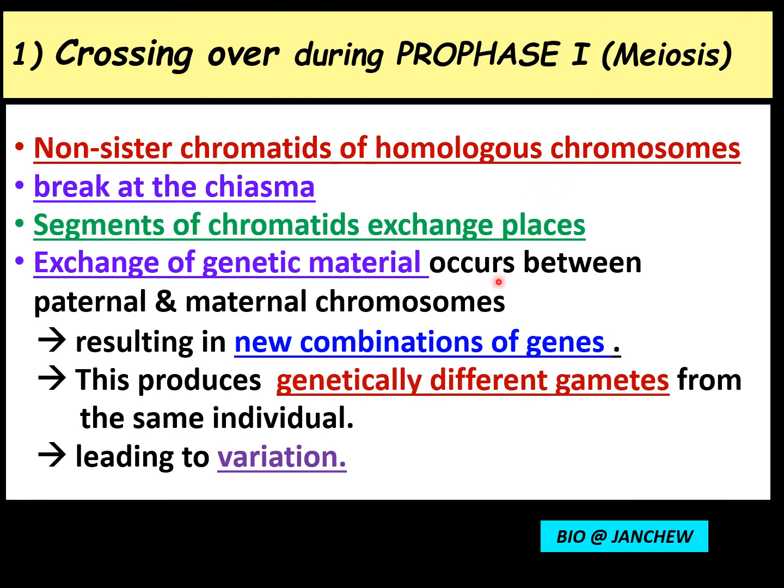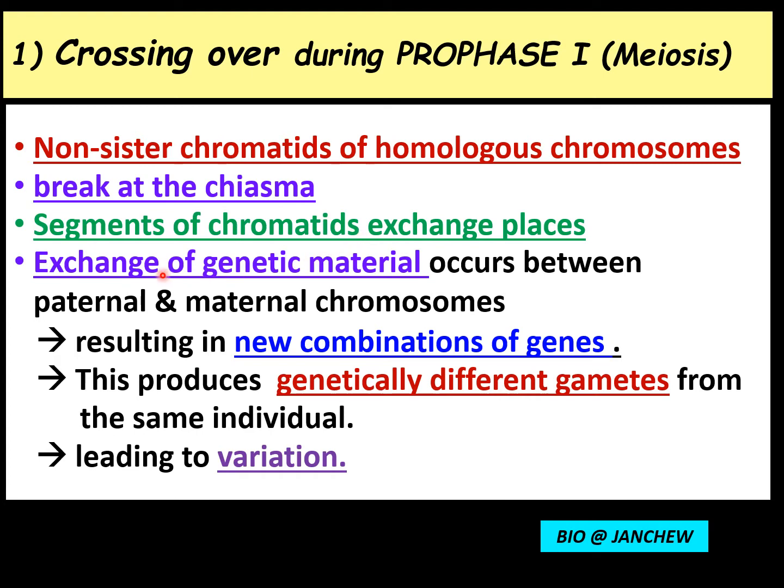So non-sister chromatids means one chromatid from the paternal chromosome and another chromatid which is from the other chromosome, which is the maternal chromosome. So these two chromatids are called non-sister chromatids. They touch each other and then they break at the chiasma, which is the point of crossing over. Next, they will exchange segments of chromatids between the paternal and maternal chromosomes. There's exchange of the segments of chromatids.